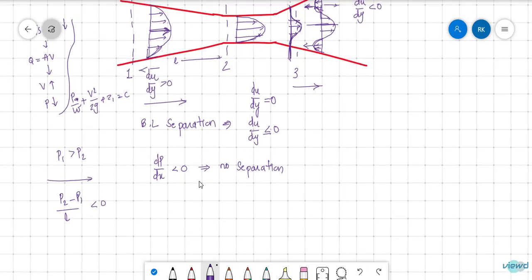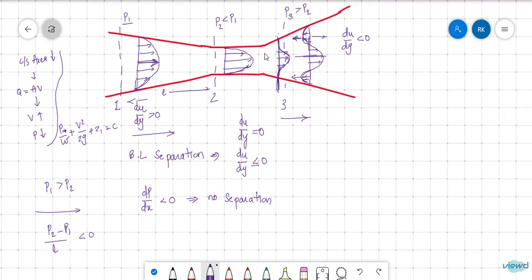Now, where has the separation occurred? From section 2 to section 3, the separation has occurred. Here dP by dx is greater than 0. This is because P3 is greater than P2. Then dP by dx, if this is a length L and pressure is varying constantly, is P3 minus P2 by L. P3 is greater than P2, so that will be a positive value, greater than 0. That is the separated flow.